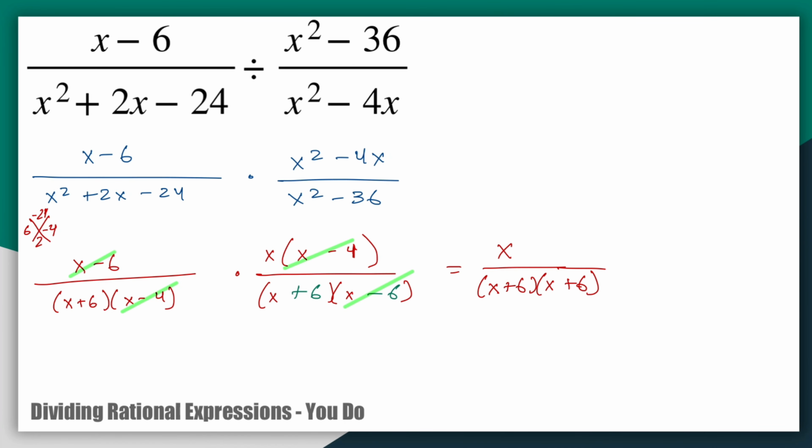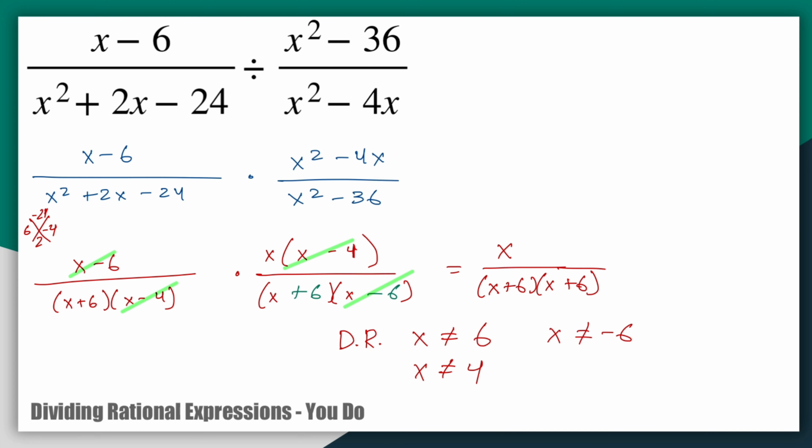All right, now we need to do our domain restriction. So domain restrictions, x cannot equal, and let's see, we took out x minus 6, so x cannot be positive 6. We took out an x minus 4, so x cannot be 4, right? And we're left with an x plus 6 on the bottom, so x cannot equal negative 6, okay?